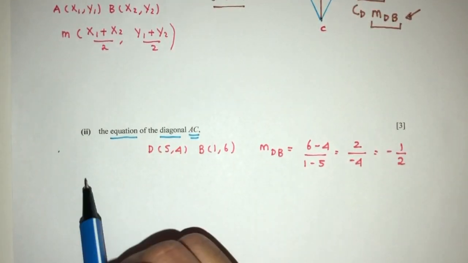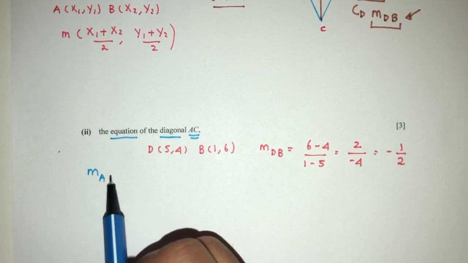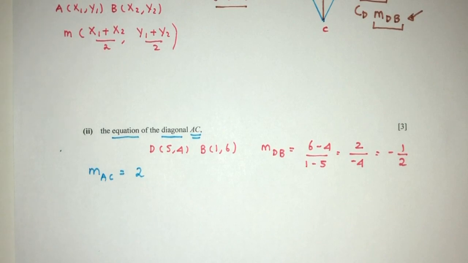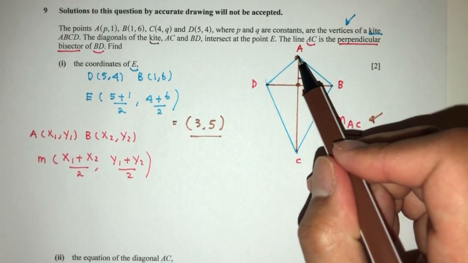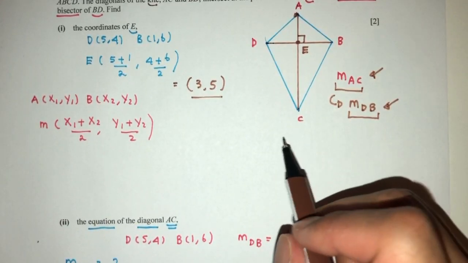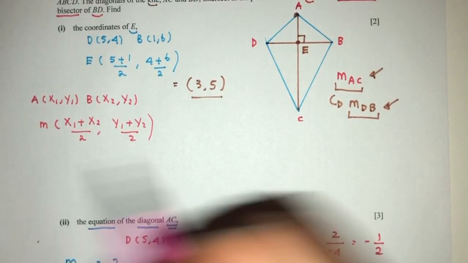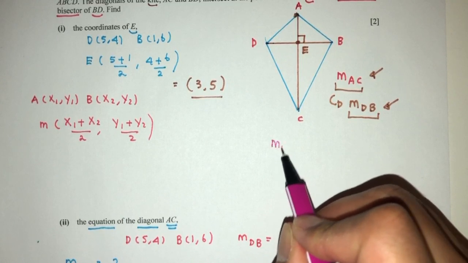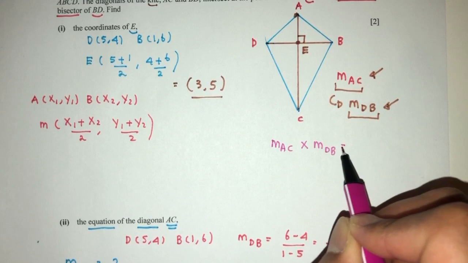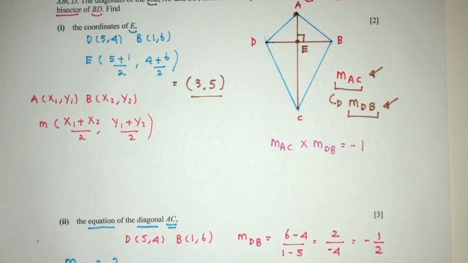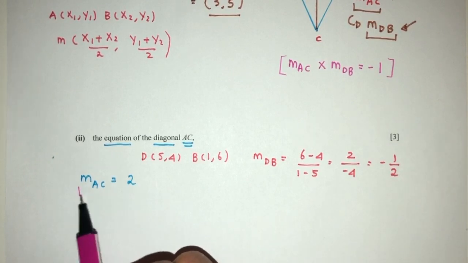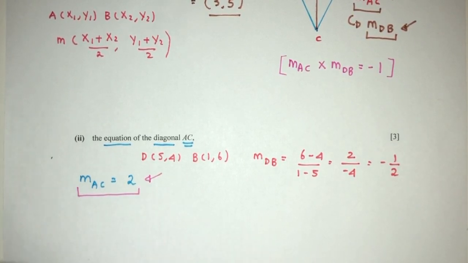Now, from this we can derive the gradient of AC to be the value of what? Of 2. Why? Because the lines AC and DB are perpendicular to each other. So because of that, we know that the gradient of AC multiplied by the gradient of DB has to give you the value of minus 1. So by using this equation, you can find the value of this to be 2. That's the first thing to do.